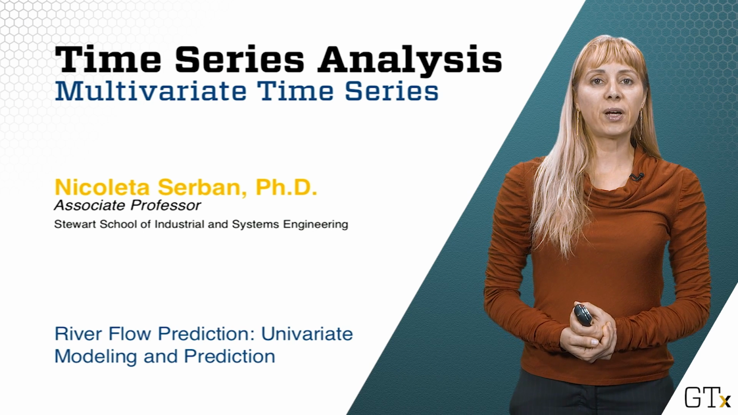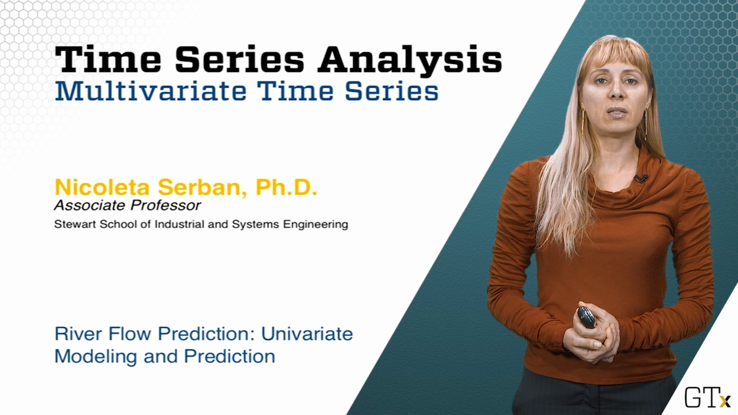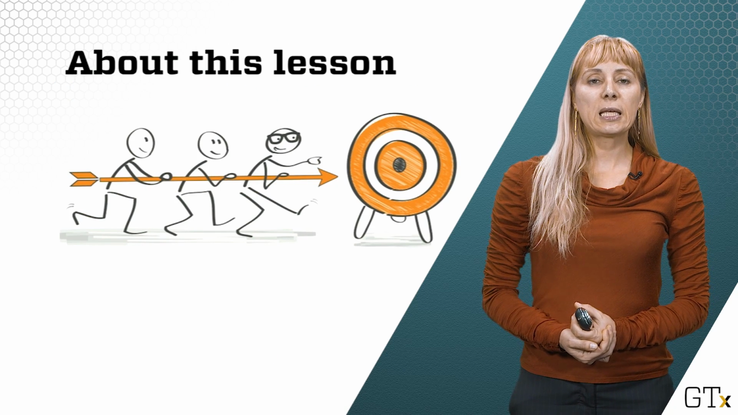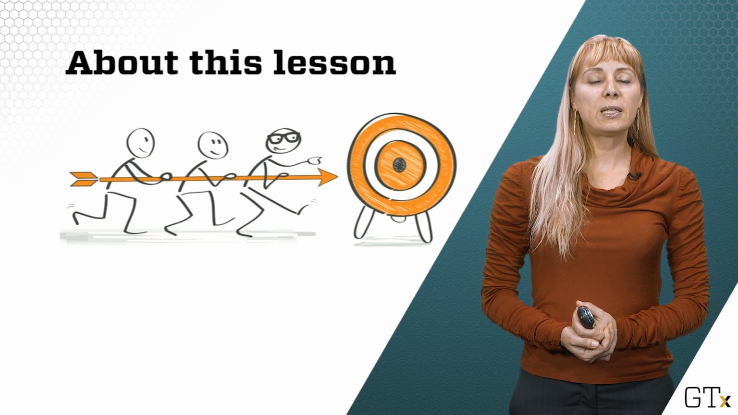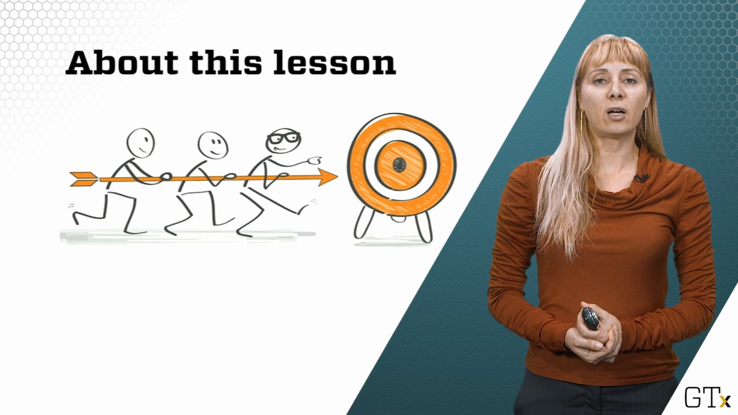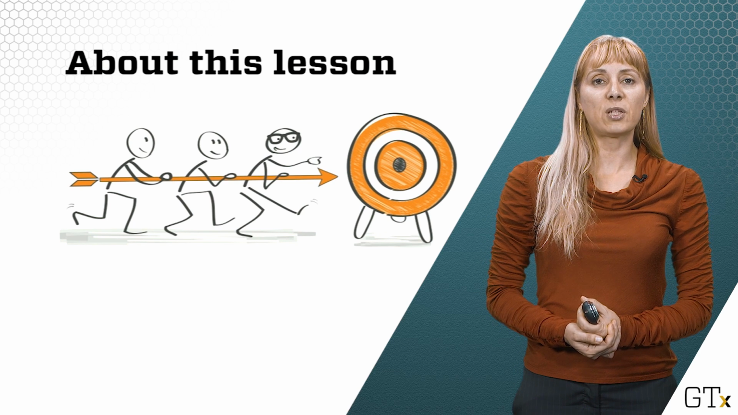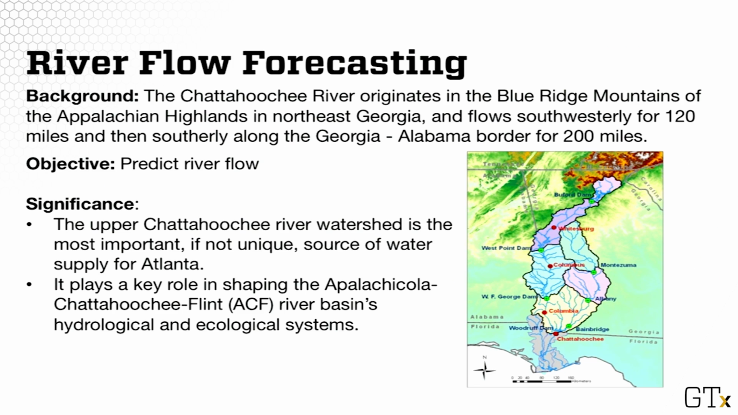This lecture is on multivariate time series analysis with a focus on data examples. In this lesson, I will continue the example of prediction of river flow, but this time we'll focus on modeling using univariate time series approaches. Again, in this study, we'll forecast the flow of the Chattahoochee River, which is part of the important hydrological system in southeast of the United States. The upper Chattahoochee River watershed is the most important, if not unique, source of water supply for the Atlanta area.